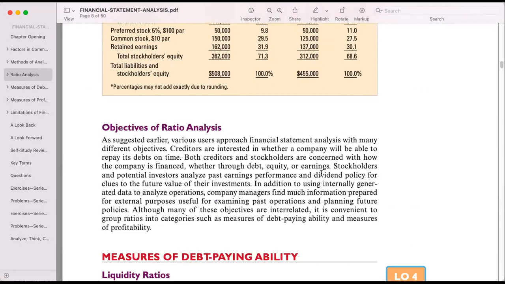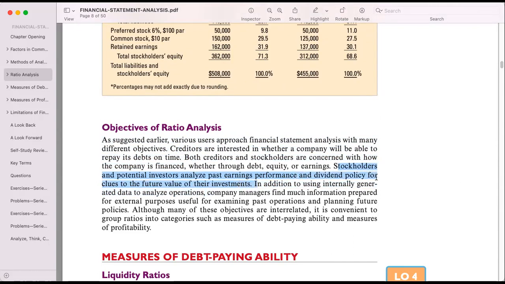So objectives of ratio analysis. So as suggested earlier, various users approach financial statement analysis with many different objectives. So creditors are interested in whether a company will be able to repay its debt on time. Both creditors and shareholders are concerned with how the company is being financed, whether through utang, equity, or earnings. And stockholders and potential investors analyze past earnings performance and dividend policy for clues to the future value of their investments.